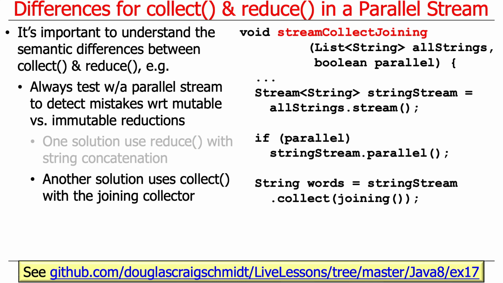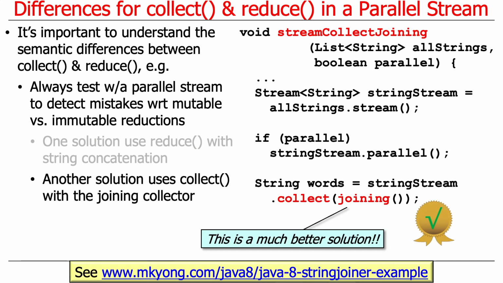So another solution, which is probably better for this type of use case, is to use collect with the so-called joining collector. When we do collect, this works properly in a parallel stream because the semantics allow mutable result containers, not immutable containers or immutable objects. And the joining collector will just basically concatenate things together very efficiently without requiring you to do any locking, without you having to worry about race conditions or other hazards. So that's basically the thing to think about here.